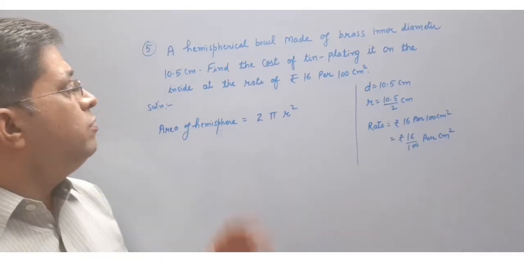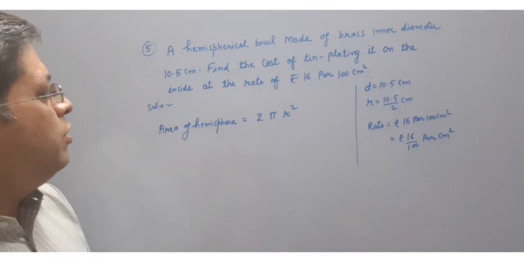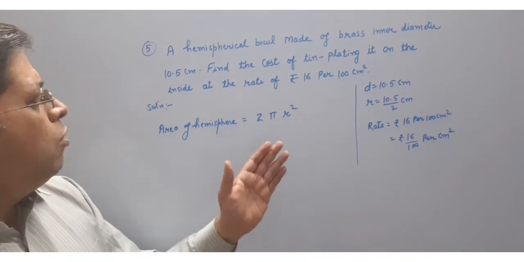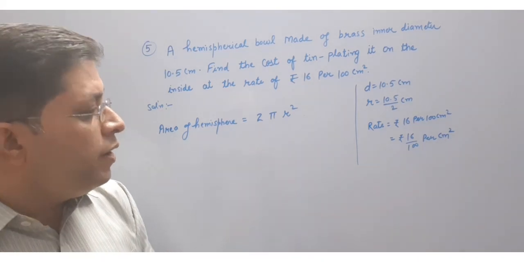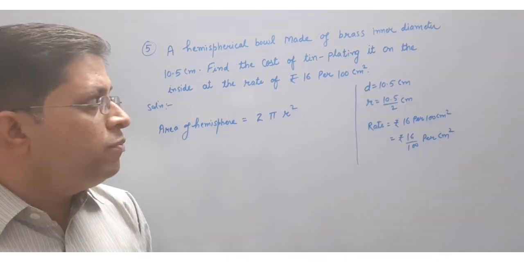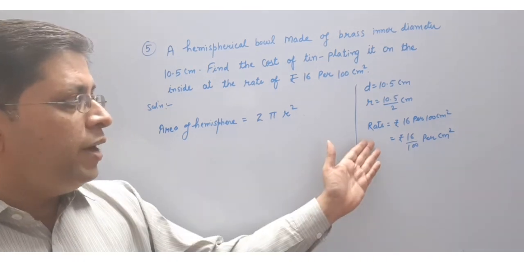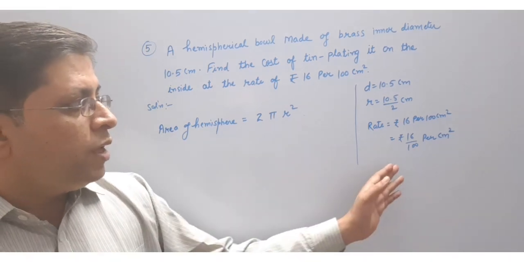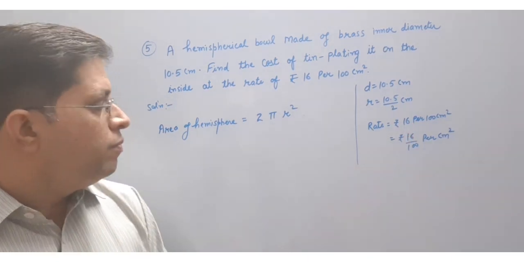Yes, the next question is, a hemispherical bowl made of brass, inner diameter is given to you, 10.5 centimeter. So find the cost of tin plating it on the inside at the rate of rupees 16 per 100 centimeter square. What is given? Diameter is given to you, 10.5, r is 10.5 upon 2, radius will become half. Rate is given, rupees 16 per 100 centimeter square. Okay, then the rate per centimeter square is 16 upon 100.